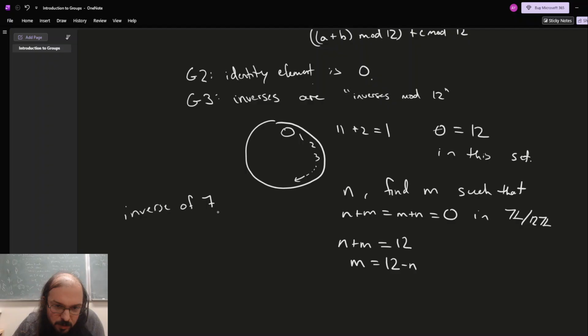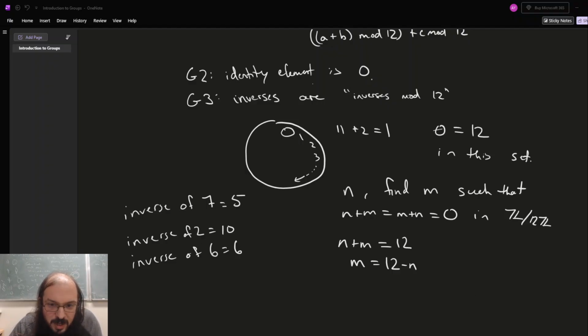Inverse of 7 is 5. Inverse of 2, 10. And something potentially noteworthy is that this set has an element which is its own inverse. The inverse of 6 is 6. 6 plus 6 makes 12. 12, of course, is not in this set. 12 minus 12 is 0.